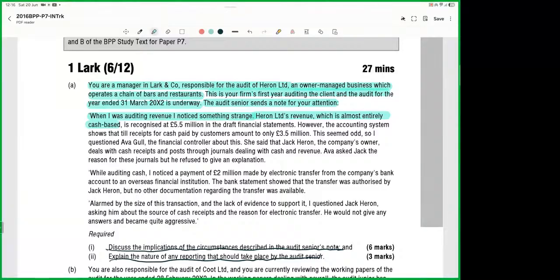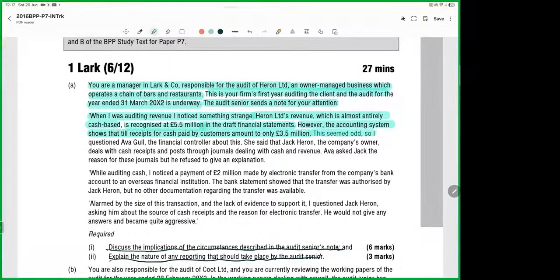Revenue, which is almost entirely cash-based, is recognized at £5.5 million in the draft financial statements. However, the accounting system shows that till receipts for cash paid by customers amount to only 3.5 million. But the financial statements drafted by this gentleman show revenue of 5.5 million. There is a difference of 2 million here. I'm seeing something fishy here.